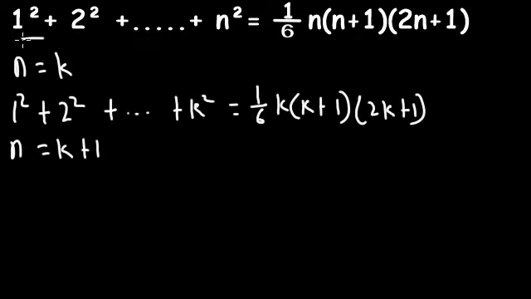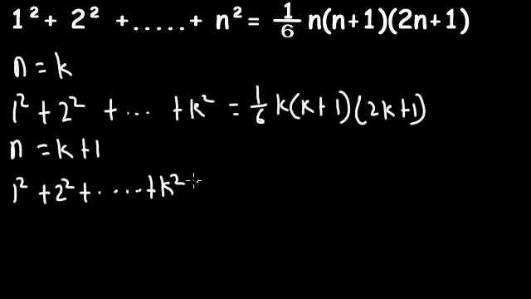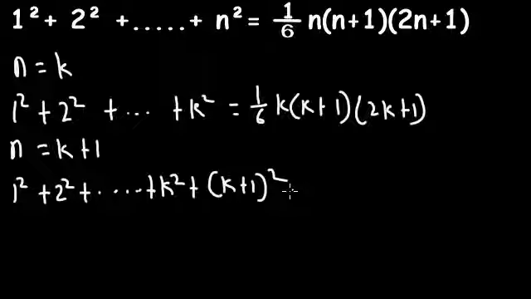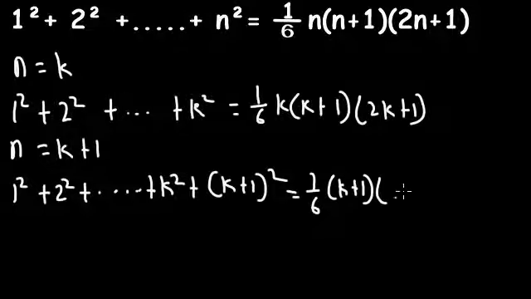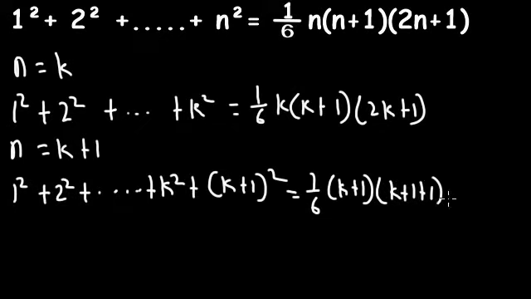So when n equals k plus 1, the series we have at the left hand side becomes 1 squared plus 2 squared plus ... plus k squared plus, now we have for the k plus 1 term, that's k plus 1 all squared. Perfect. And this will be equal to 1/6. Now we have n right here, so instead we put k plus 1. Alright, then we have n plus 1 right here, it becomes k plus 1 plus 1. Again, we have 2n plus 1, that's 2 times k plus 1 plus 1.